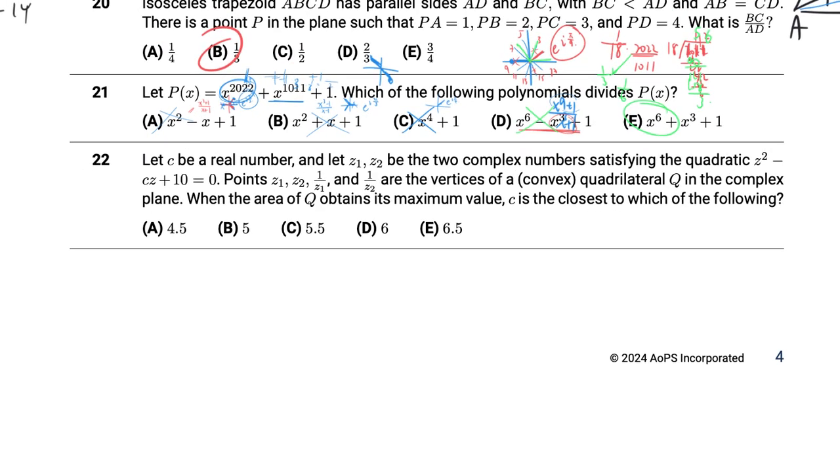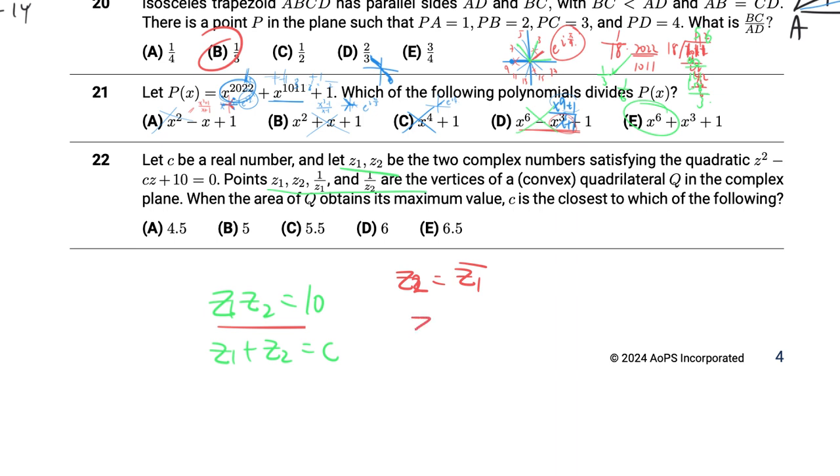All right, so this next one, we have two complex numbers satisfying this. So immediately Vieta's would give x1 x2 is 10. x1 plus x2 is c. And you have these being the vertices of blah, blah, blah. But what's most notable is this, and it's that because these two multiply to 10, we know that they are complex conjugates. So z2 is the conjugate of z1.